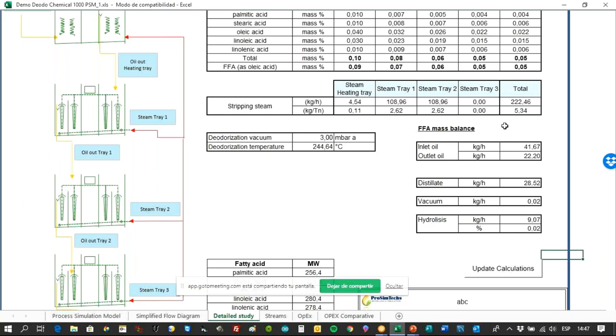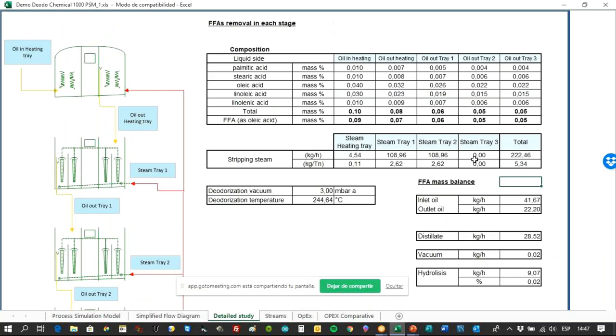Yeah, okay, so what I have done in this last simulation run was just to inject the same stripping steam, but just to the first two deodorization trays, and I get also the same free fatty acid content of my target. As we see, we have two different options or two different strategies.